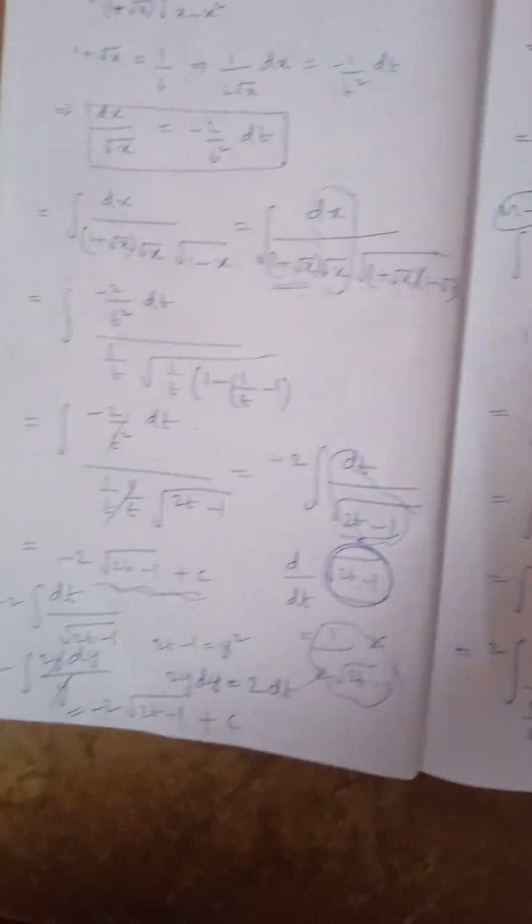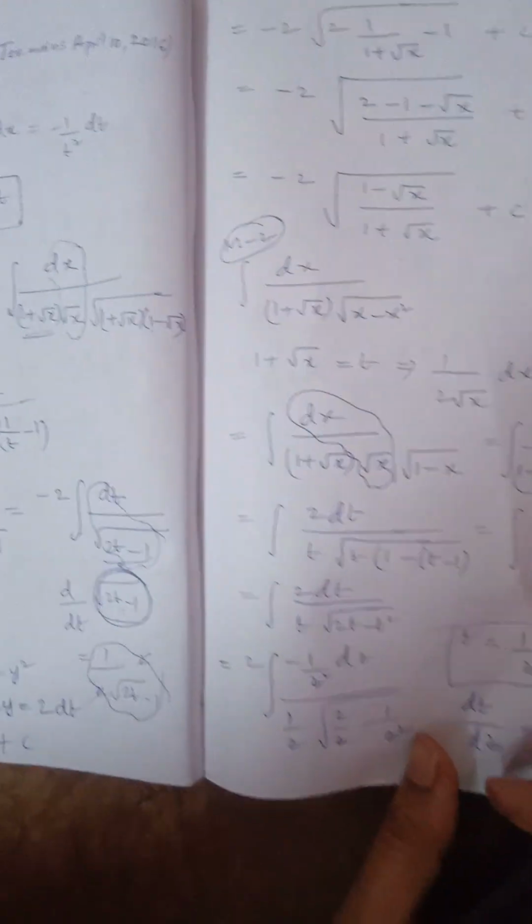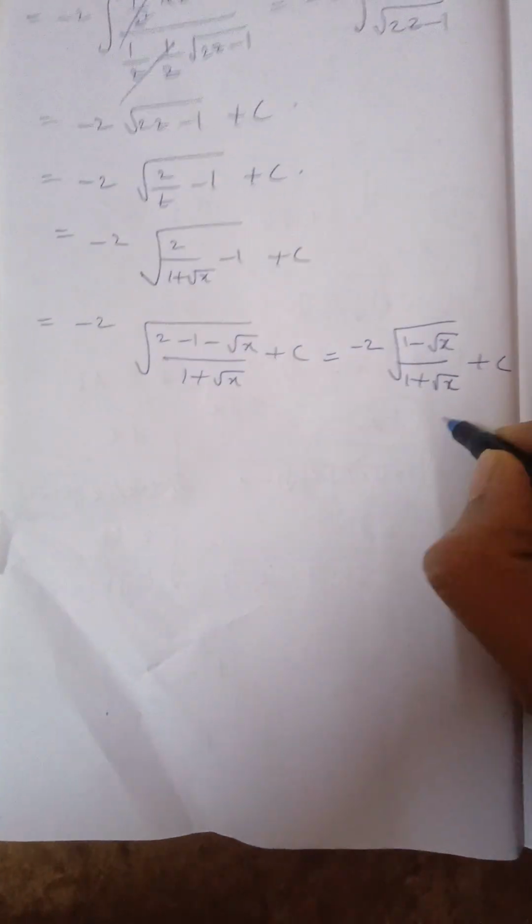If we solve by method 1 or method 2, we get the same answer, that is minus 2 root 1 minus root x by 1 plus root x plus c. This is the final answer.